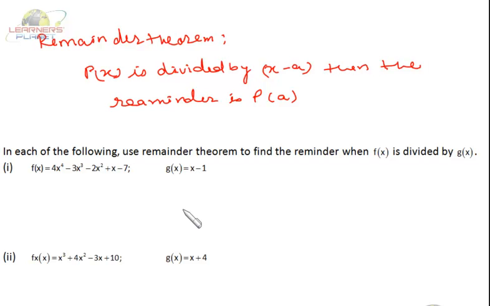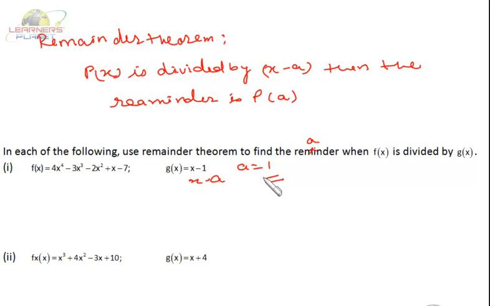Okay, now let's take the first problem. Here in each of the following we have to use the remainder theorem, and we have to find the remainder when f(x) is divided by g(x). According to the theorem, if f(x) is divided by g(x), that means x minus 1, then the remainder should be p(a). So first of all, let's calculate the value of a. It is x minus 1. If I compare it with x minus a, a will be 1.